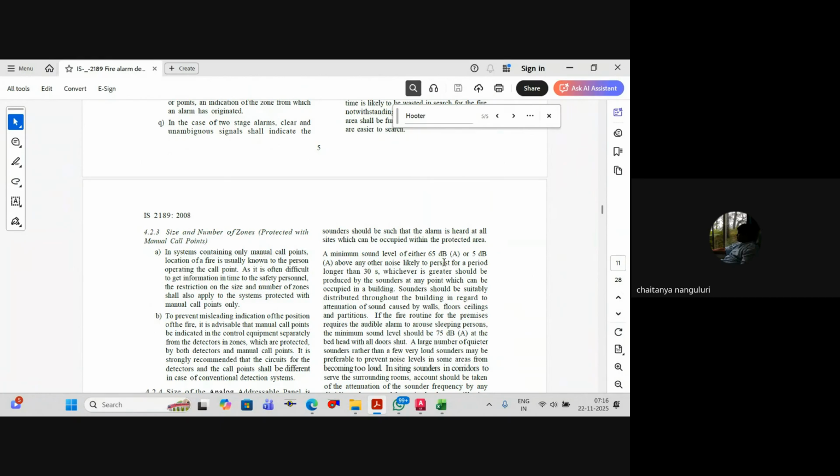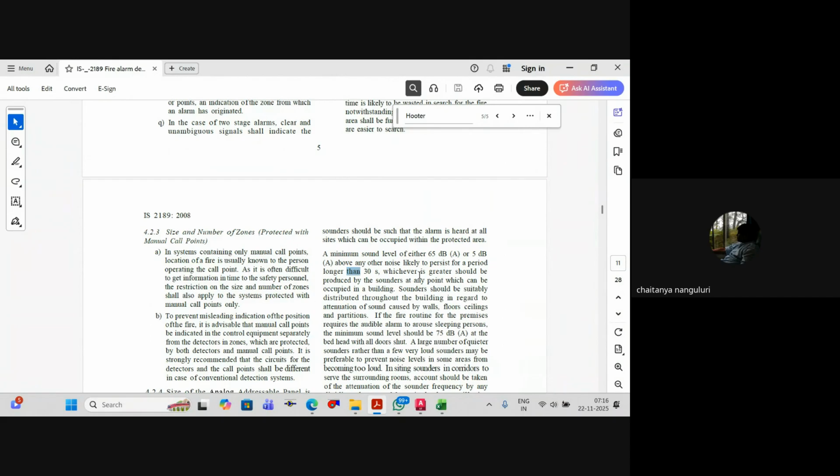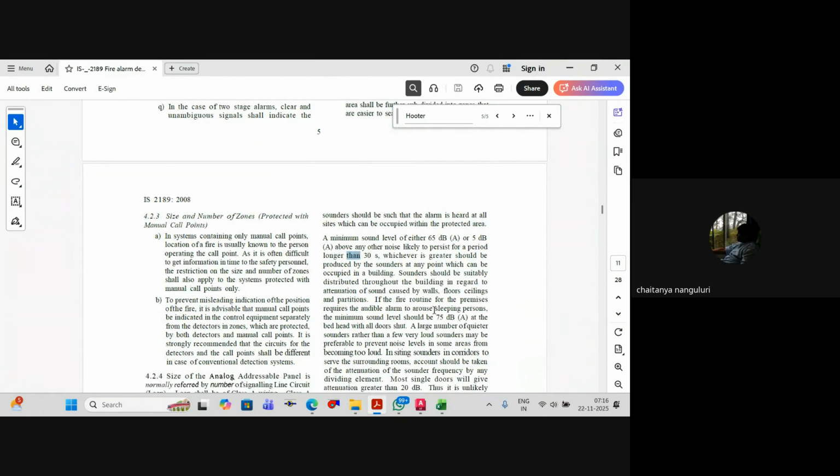So minimum sound level of 65 decibels, you have to maintain it, or 5 decibels above any other noise likely to persist for a period longer than 30 seconds. That means if you have any noise lasting 30 seconds or more, that particular sound plus 5 decibels you have to add, and compare it with 65 decibels, whichever is higher you have to take. But if someone is sleeping, the minimum noise level should be 75 decibels.